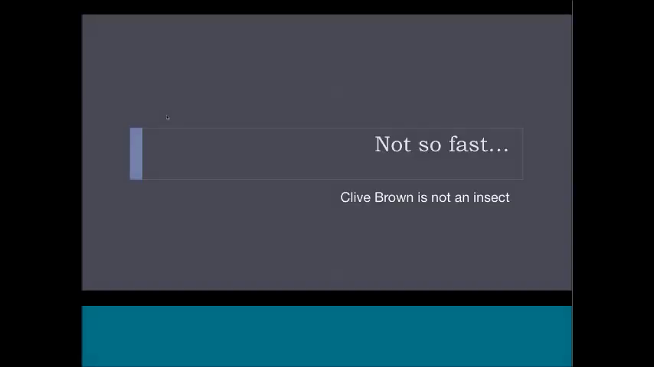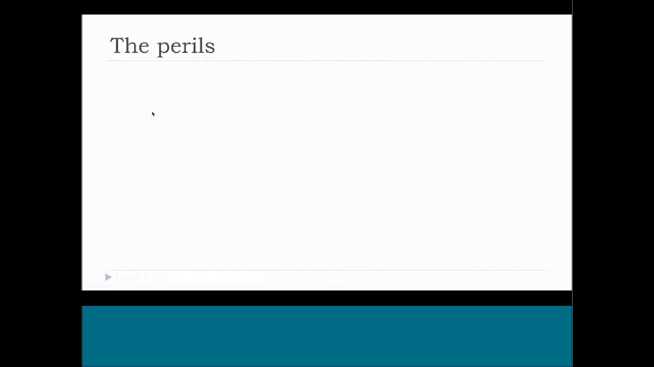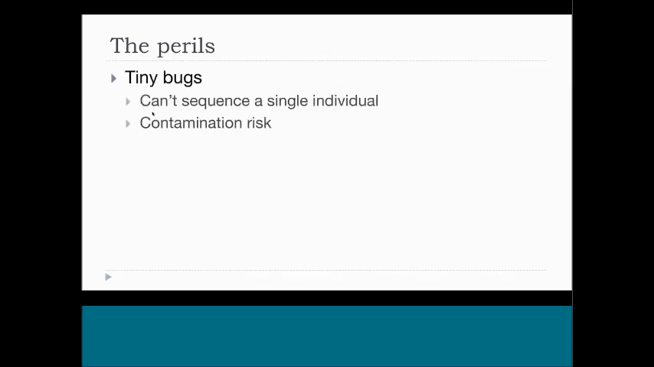But I'm kind of pulling a sleight of hand here, because I decided this talk would be about insects, and Clive Brown is certainly not an insect. So there are a lot of caveats here. We can't quite do as well on certain insect genomes, and so I'd like to go through now the pleasures and perils. But we'll skip right to the perils, because there aren't a whole lot of pleasures except for what Rob said on Twitter about the pleasures of hard work. We'll go through the perils instead in this slide.